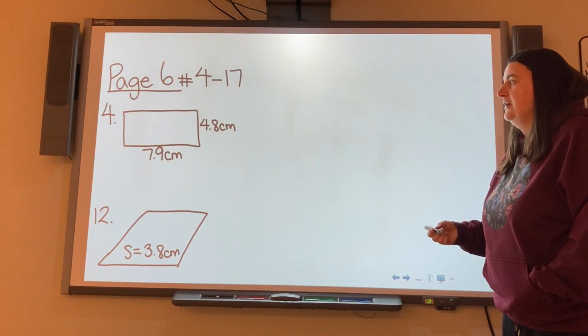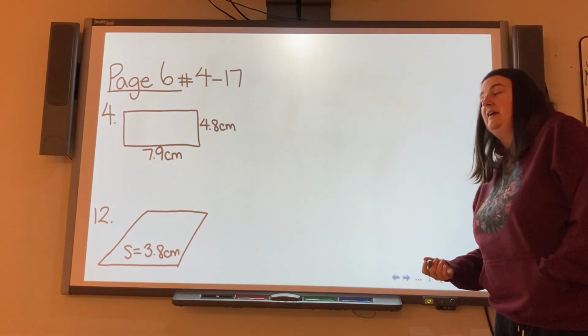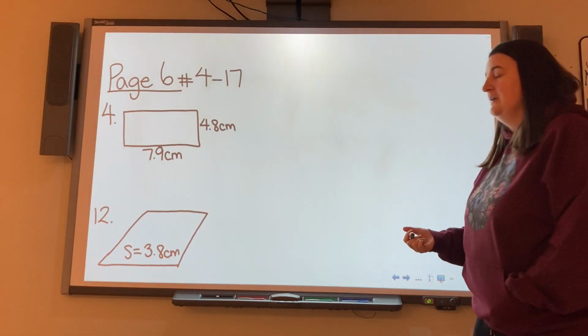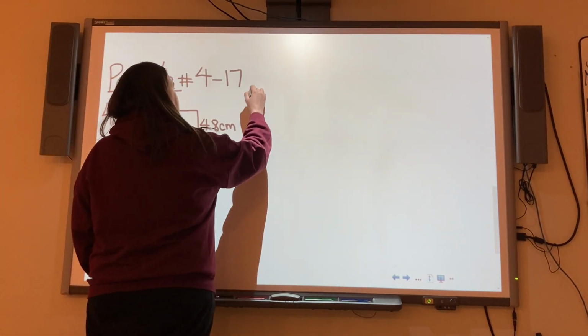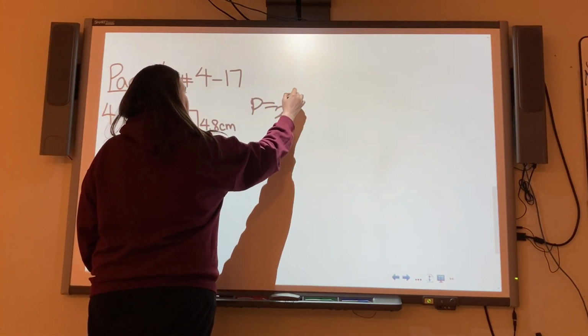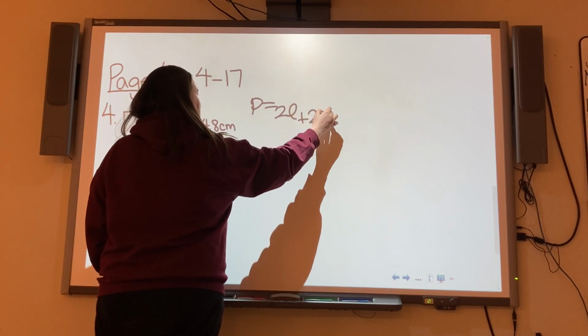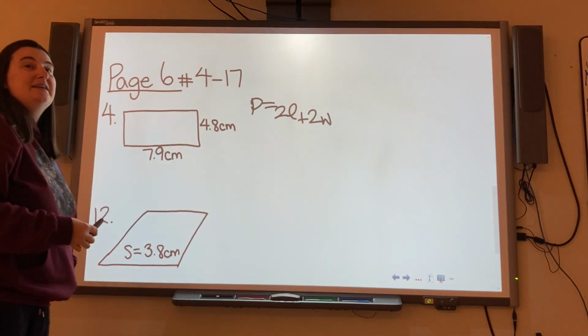So number 4 is a rectangle. It has L and W. The first thing you want to do is write down the formula. P equals 2L plus 2W. I'm sorry, the board's being weird.